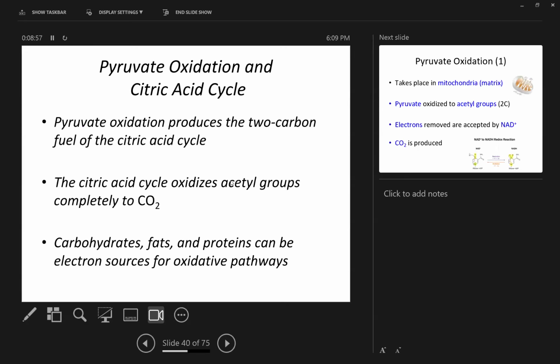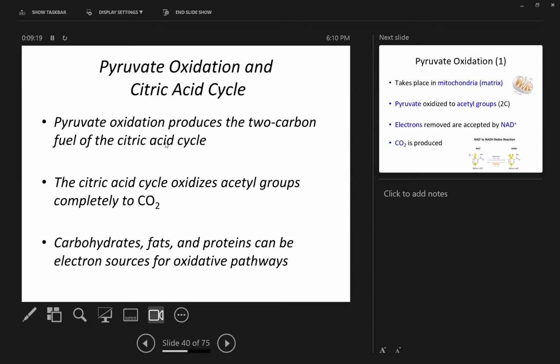All right, so we're done with glycolysis. So we have 2 pyruvate molecules. So we took that glucose and we split it into 2 pyruvates. Now we have to adapt that pyruvate before it can actually start the Krebs cycle. So that's called pyruvate oxidation.